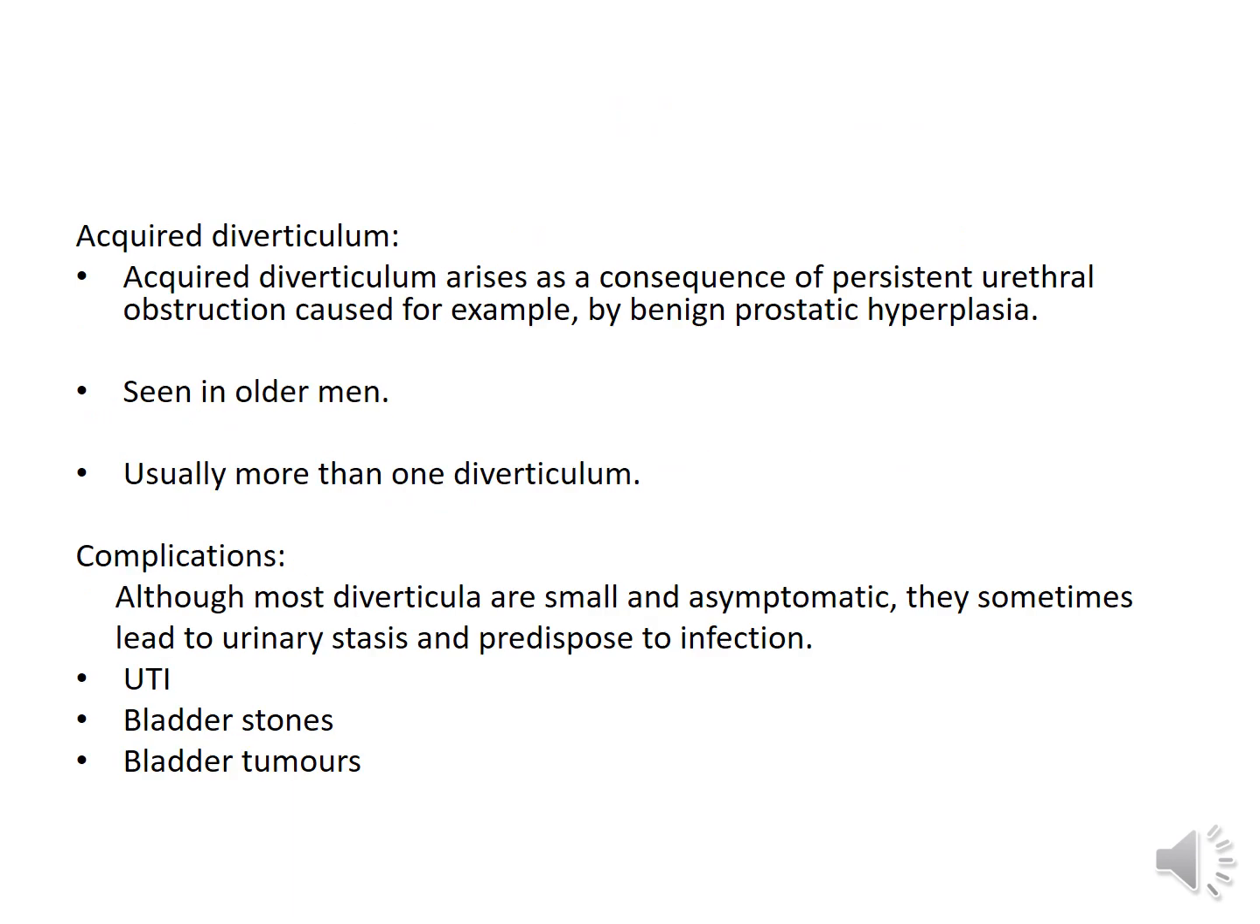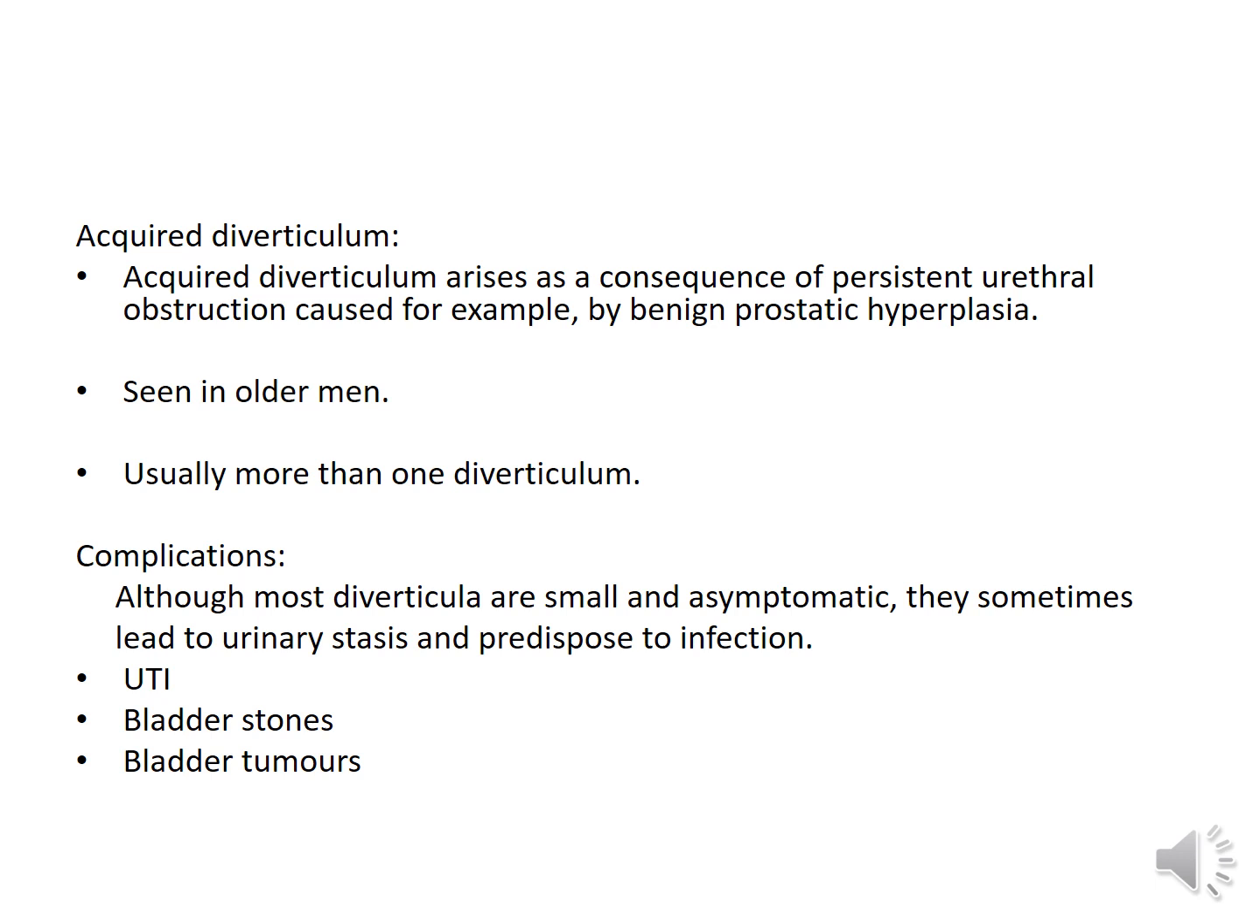Acquired diverticulum will arise as a consequence of persistent urethral obstruction. For example, it can be caused by BPH. In a patient with BPH, there will be urethral obstruction. Because of this, there will be accumulation of urine in the urinary bladder. So this will lead to acquired diverticulum. This is usually seen in older men, and there will be more than one diverticulum in acquired cases, whereas in congenital, as I said earlier, there will be only one diverticulum.